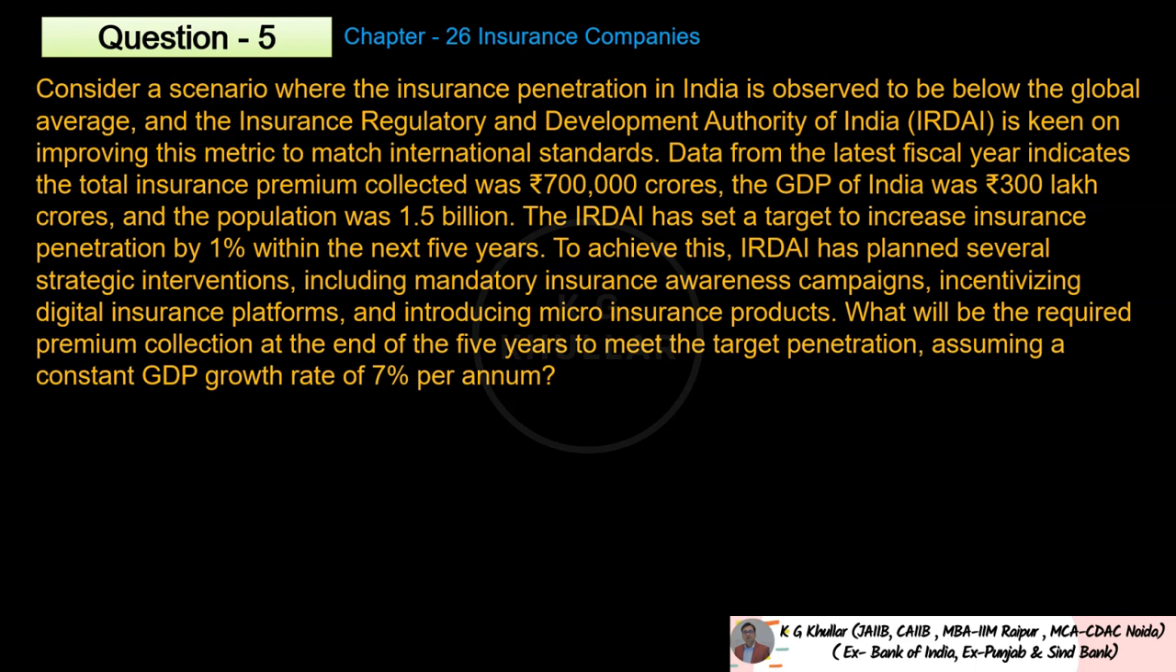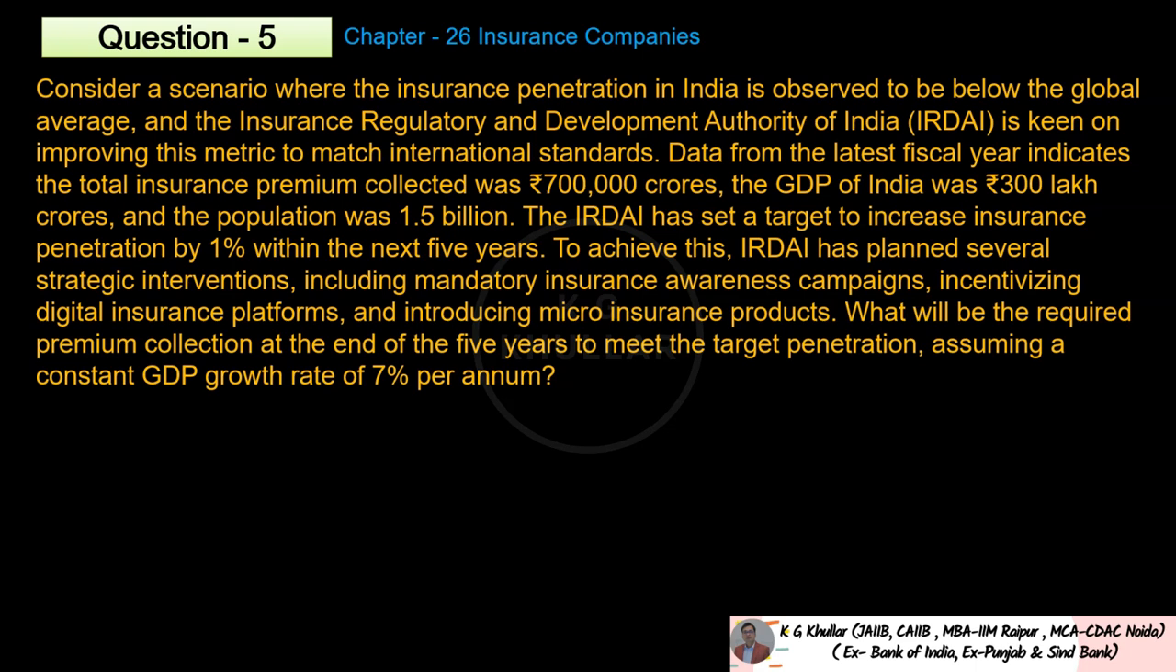The next question is from the chapter Insurance Companies, and the question is, consider a scenario where the insurance penetration in India is observed to be below the global average, and the Insurance Regulatory and Development Authority of India, that is IRDAI, is keen on improving its metric to match the international standards.